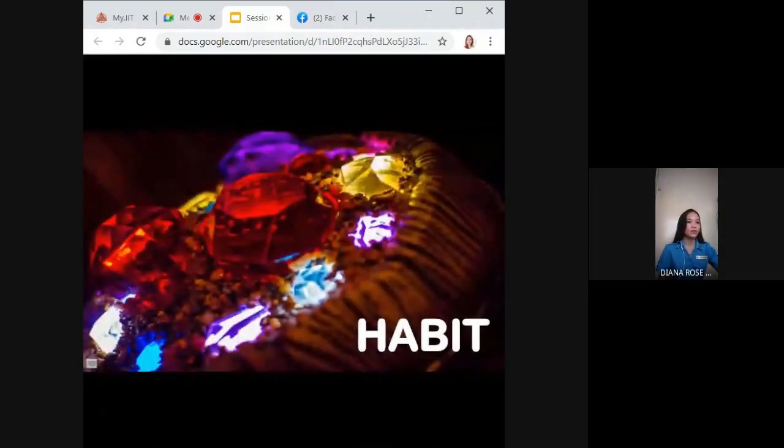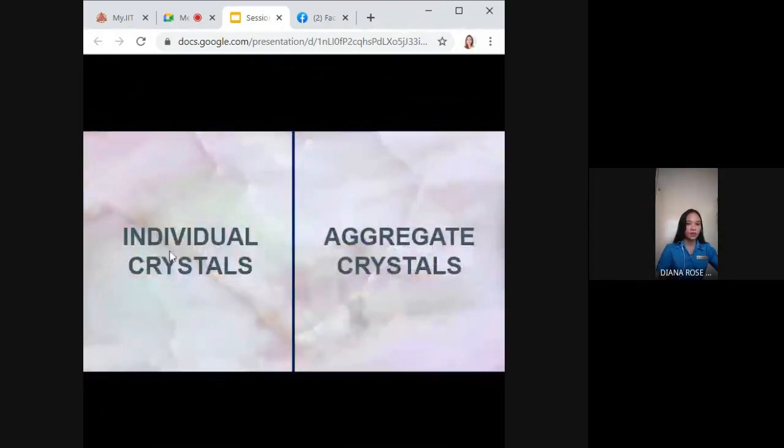Habit is the characteristic external shape of an individual crystal or crystal group, or it is the general shape of a mineral, including irregularities due to its growth. So we have here the individual crystals and the aggregate crystals. Individual crystal comes from the word individual. It means that it is used to describe a single crystal. And then aggregate crystals are minerals whose crystals come in groups and form a unique shape.